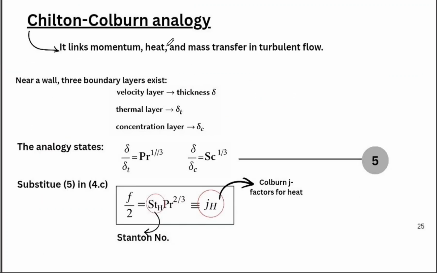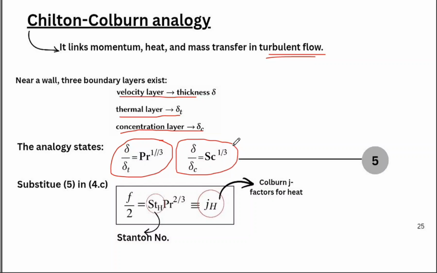Now we move to turbulent flow. Near a wall, three boundary layers exist: velocity boundary layer of thickness delta, thermal boundary layer of thickness delta T and concentration boundary layer of thickness delta C. Analogy states delta upon delta T equals Prandtl number to the power 1 by 3 and delta upon delta C equals Schmidt number to the power 1 by 3. Substituting into the earlier equation, F by 2 equals Stanton number H Pr to the power 2 by 3.